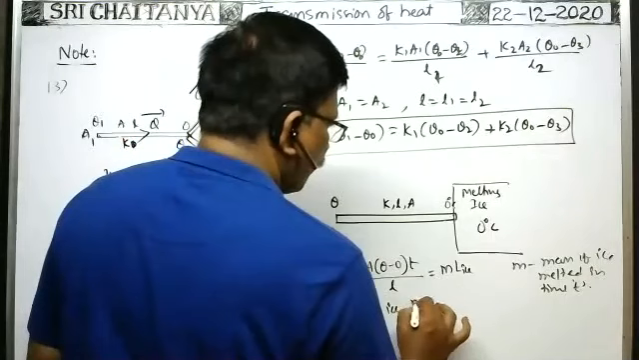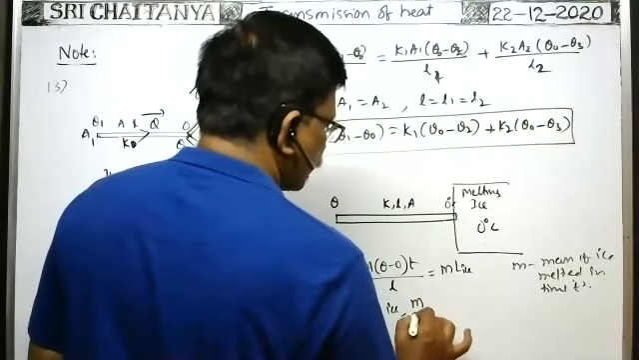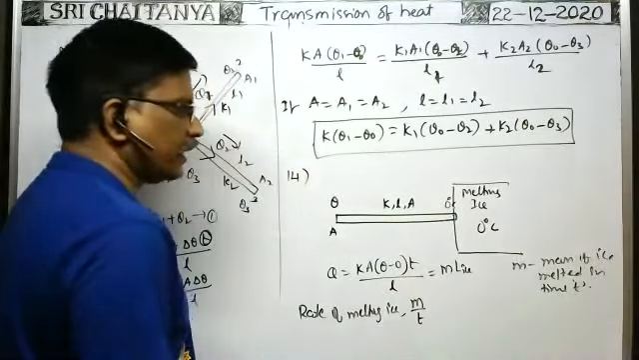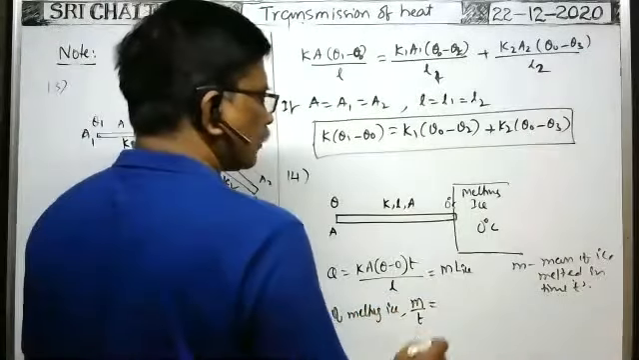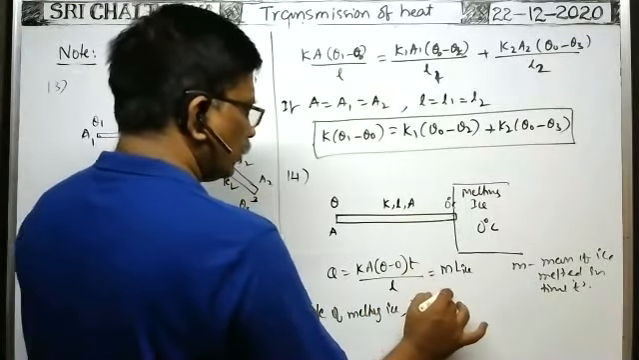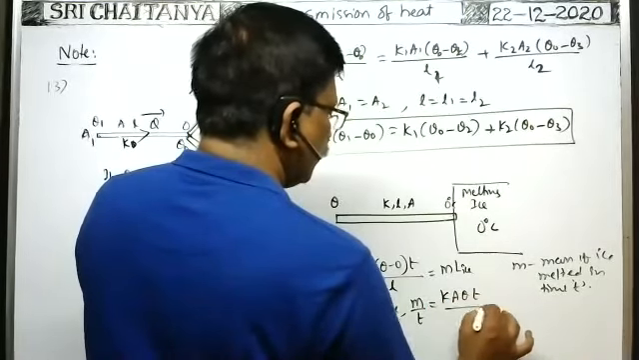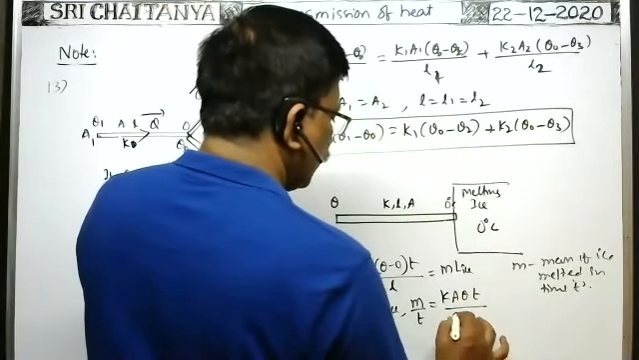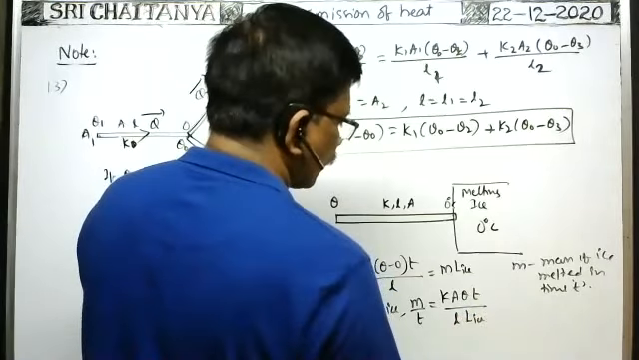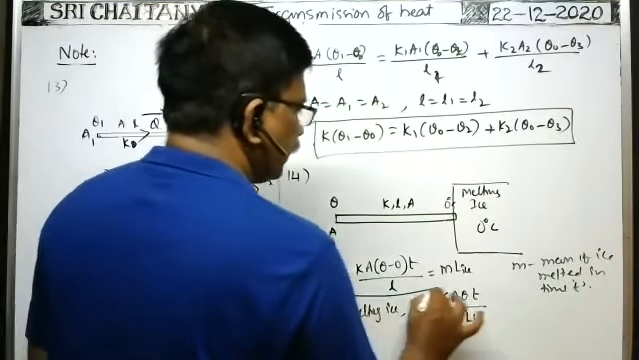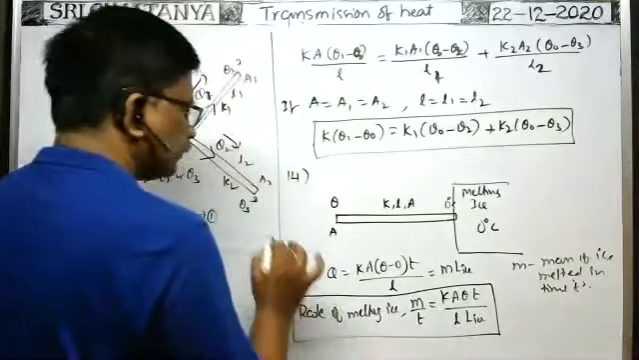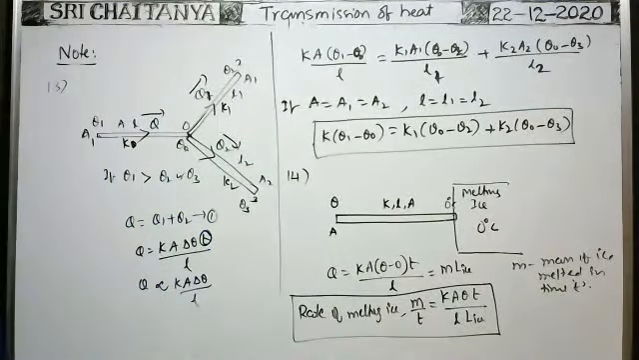Rate of melting ice is equal to mass of ice melted, m, in a time t seconds. Then what is the mass of ice melted per second? Means m by t. That is equal to what? m by t is equal to K A theta by L into L ice. This is the rate of melting ice.